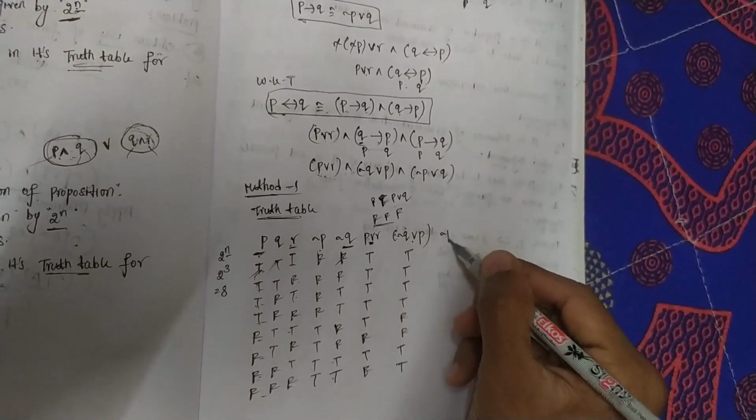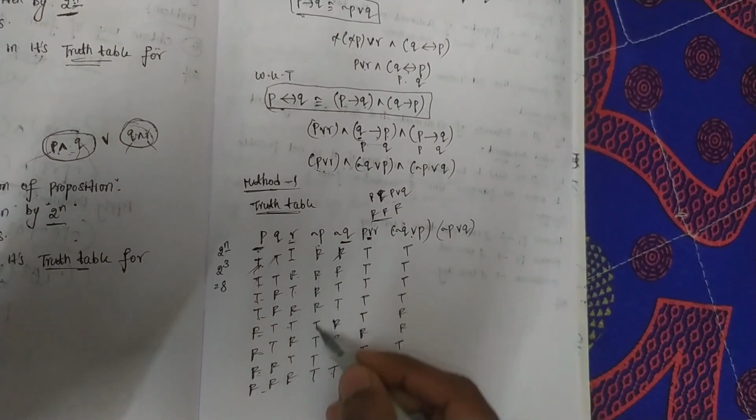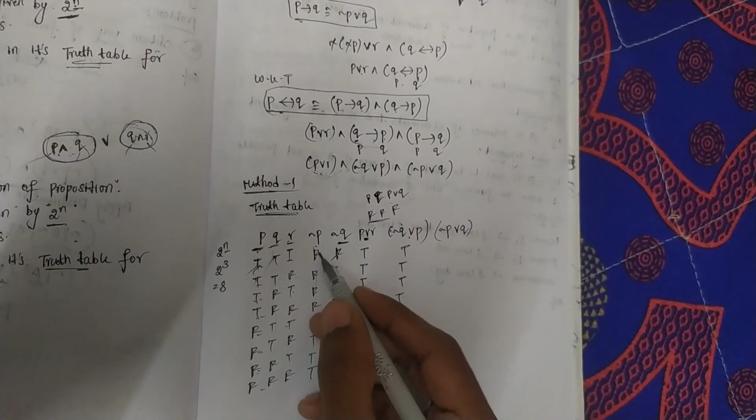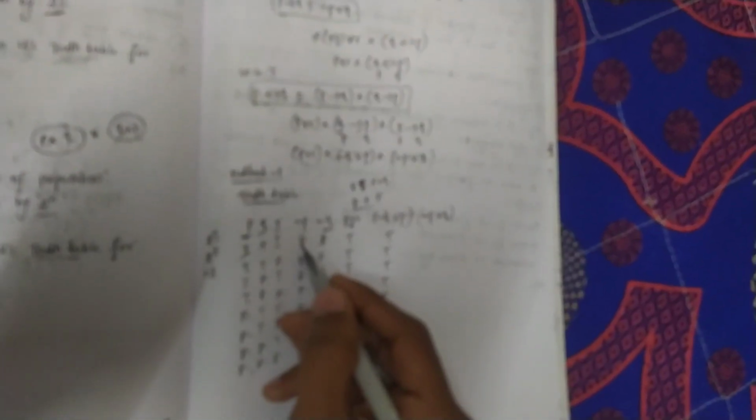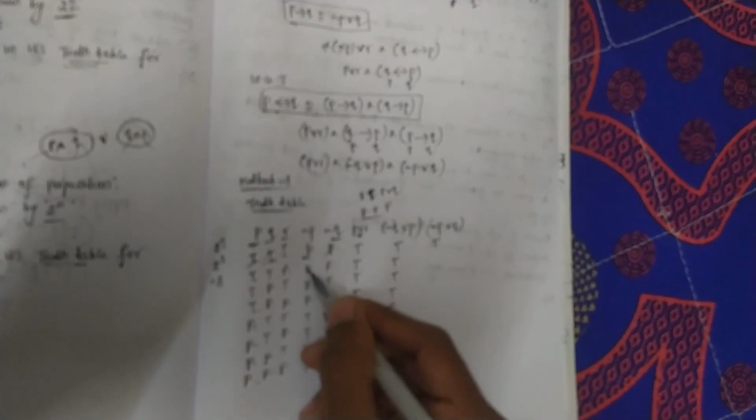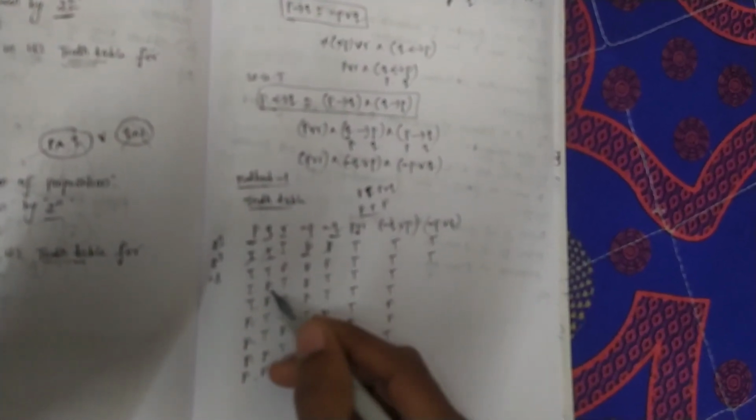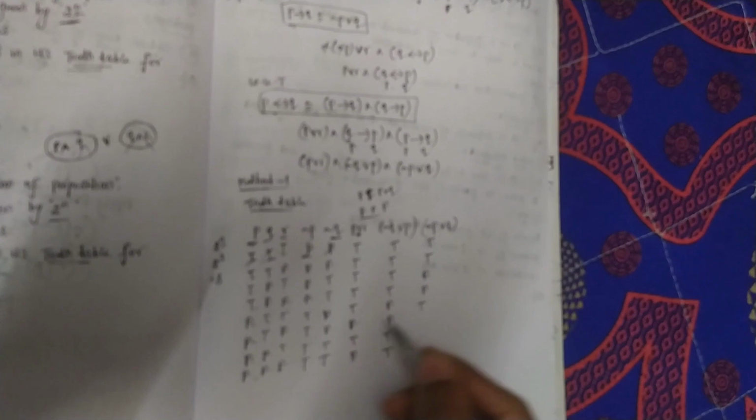Now we have to do negation P or Q. It is the negation P value and these are the Q values, and in between we place the OR connective. So if any one is true, we have true. If both are false, the whole statement is false. Here is false, here is true, we get true. False false means false. True true means true. True false means true only. You can see here false true gives true, and false false gives false. So this is the rule.